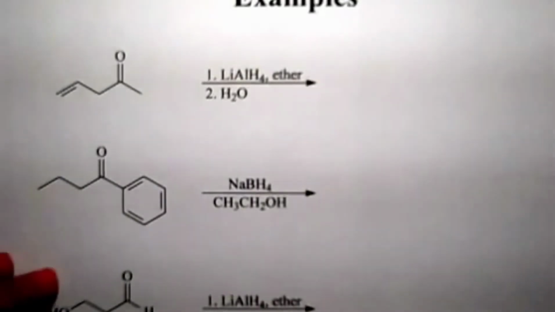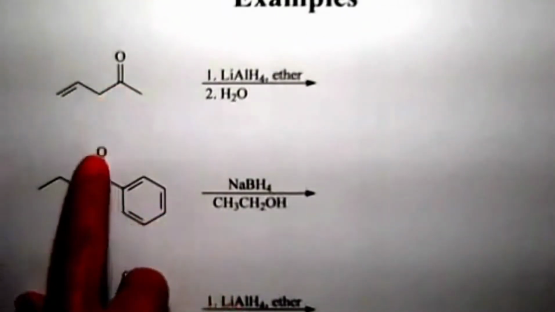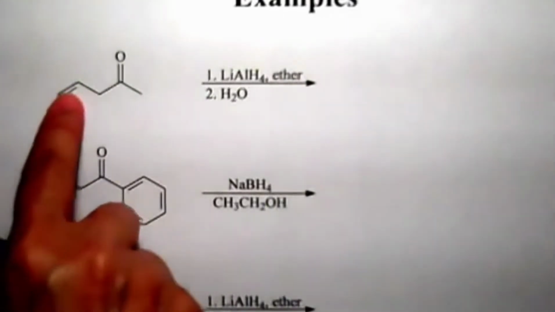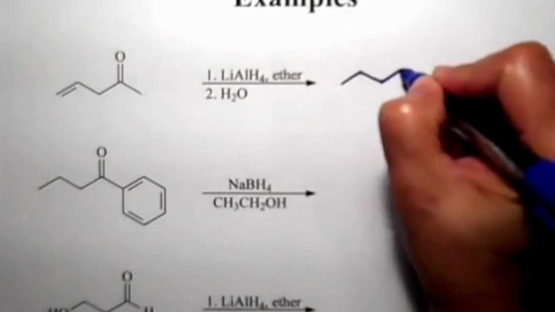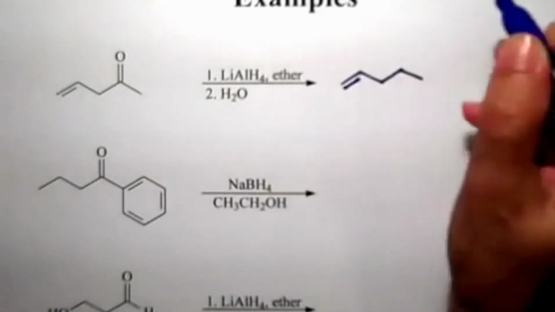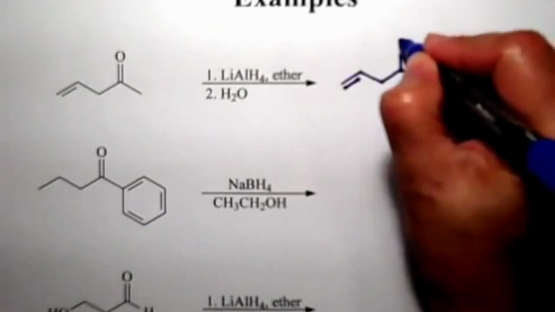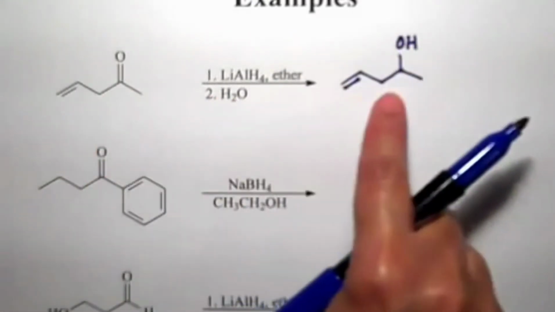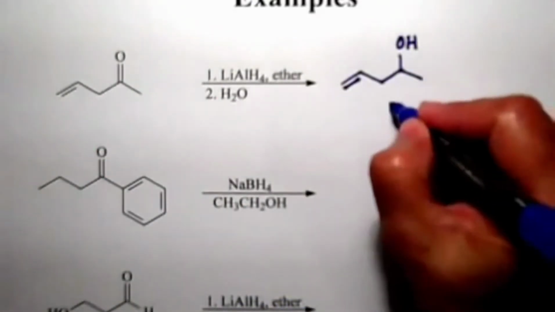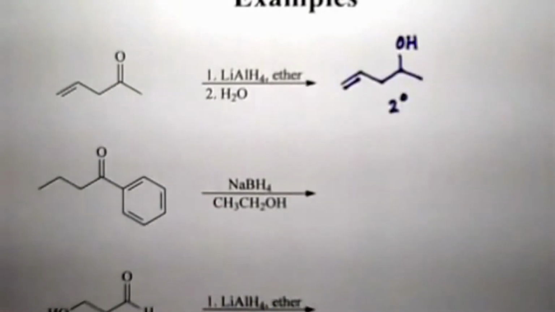I have some examples right here just to make sure that we understand that lithium aluminum hydride and sodium borohydride react with carbonyls. So I have a double bond right here on the left. I am not going to be touching the double bond. It's going to remain in place. Lithium aluminum hydride can only reduce the ketone. This is a ketone, so I reduce a ketone to a secondary alcohol.